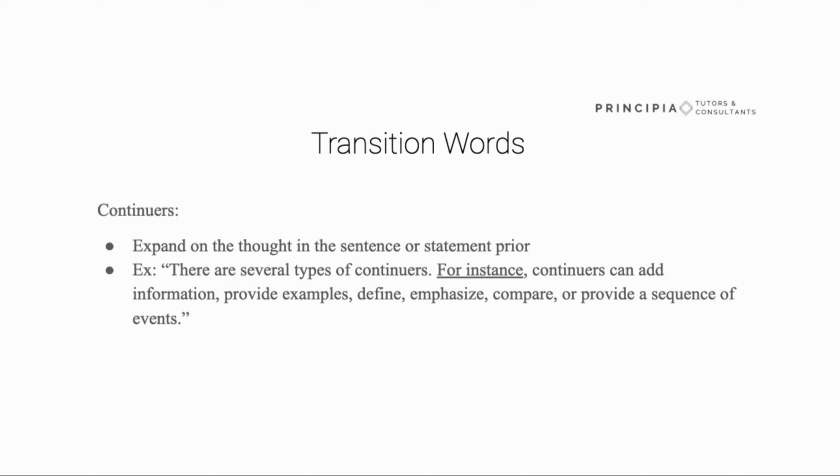Now let's discuss continuers. Continuers expand on the thought in the sentence or the statement prior. So our example says, there are several types of continuers. For instance, continuers can add information, provide examples, define, emphasize, compare, or even provide a sequence of events. We can see that our transition word is for instance, which tells us that the first thought, there are several types of continuers, will expand. And we get an expansion on that thought. We have the list of different types.